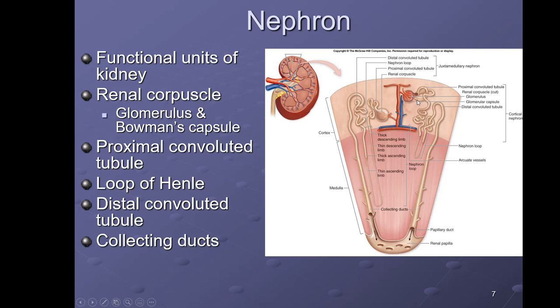gets here. The reason being, because as that filtrate is flowing through these tubes in the nephron unit, you can still pull stuff out of it or add stuff back to it. So it's not a finished product till it actually gets here.